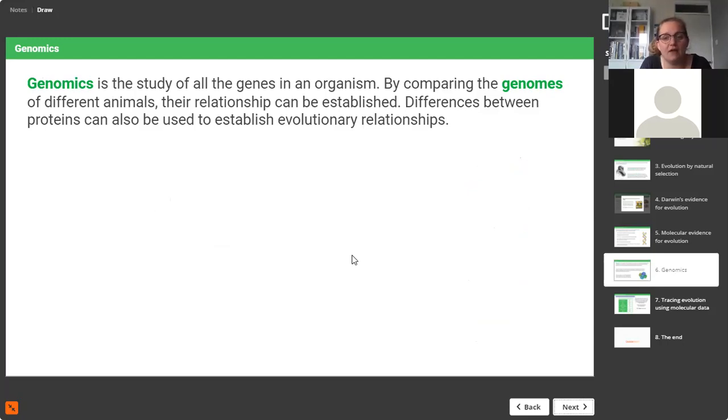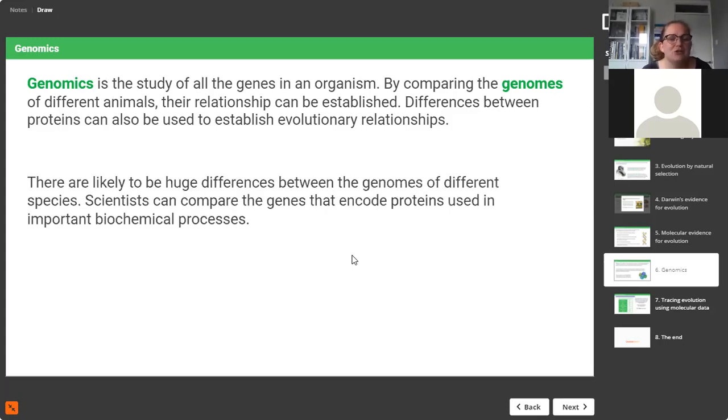So basically what we do with genomics is we get a genome of an individual, of an animal, or of different animals, and we can actually look at one genome of one animal and compare it to another. And through this, we can establish a relationship. We can look at what they have similar and what they have different. Differences between proteins can also be used to establish evolutionary relationships. So there's likely to be huge differences between the genomes of different species. And what can happen is scientists can then compare the genes that encode proteins used in important biochemical processes.